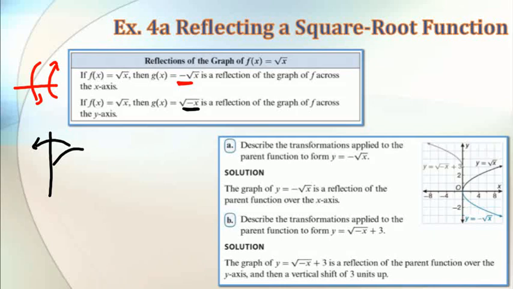So if you look at an example here, letter A, describe the transformation applied to the parent function to form y equals negative square root of x. You can see the parent function right here. And now if you put a negative on the outside, everything that comes out of the radical is positive. Multiplied by a negative, you reflect it over the x-axis. So that's why your new function is coming down here. Okay. So now your y values are all going to be negative.